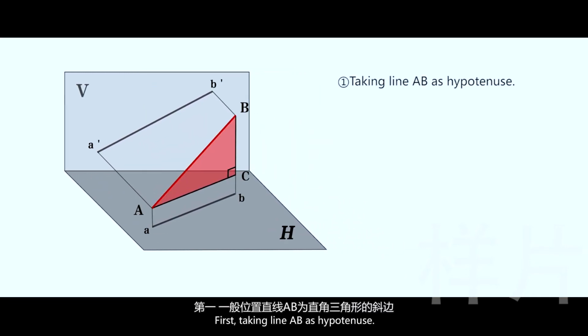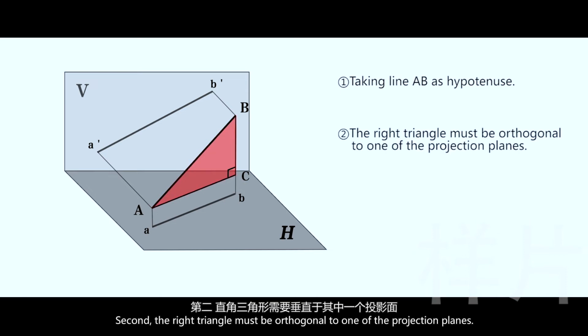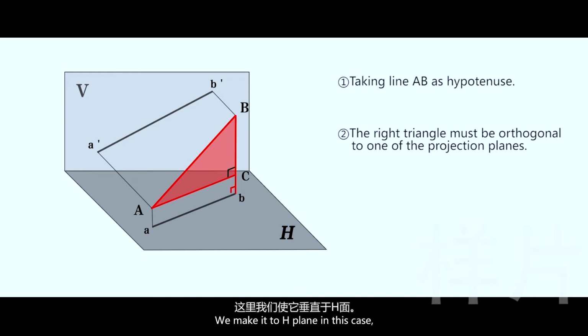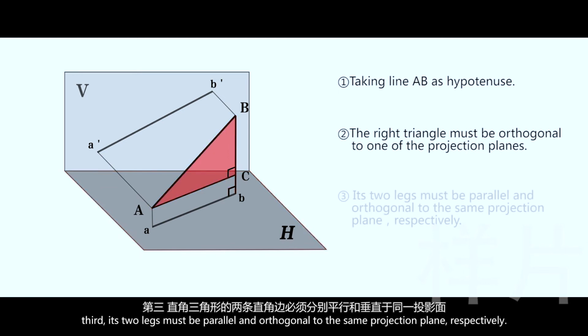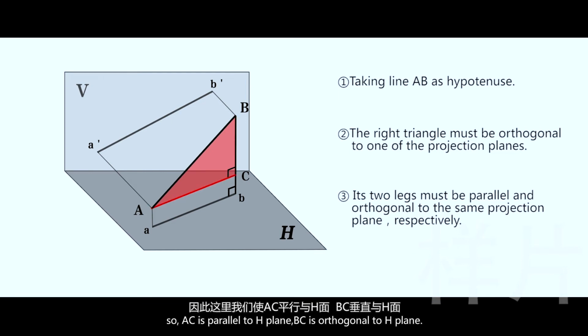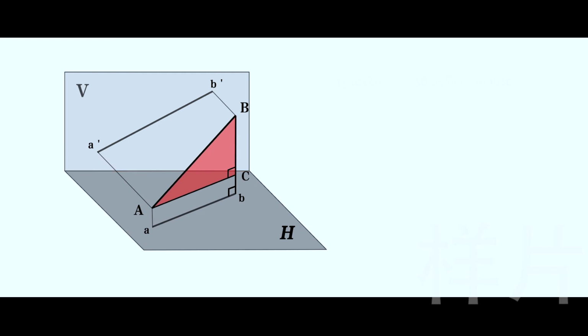First, taking line AB as hypotenuse. Second, the right triangle must be orthogonal to one of the projection planes. We make it to H-plane in this case. Third, its two legs must be parallel and orthogonal to the same projection plane, respectively. So, AC is parallel to H-plane, BC is orthogonal to H-plane.